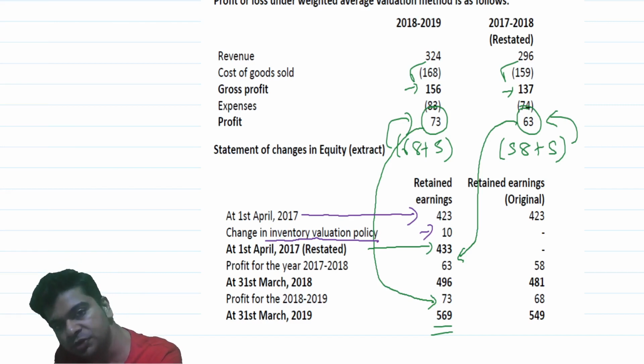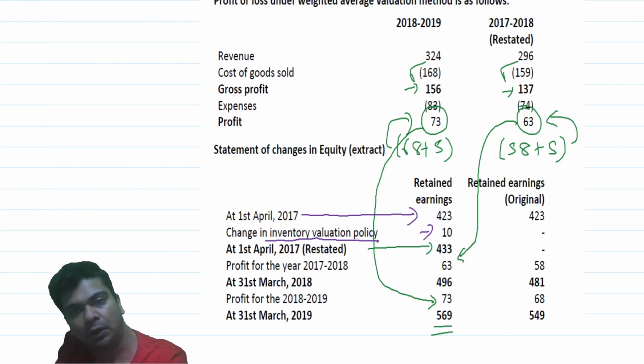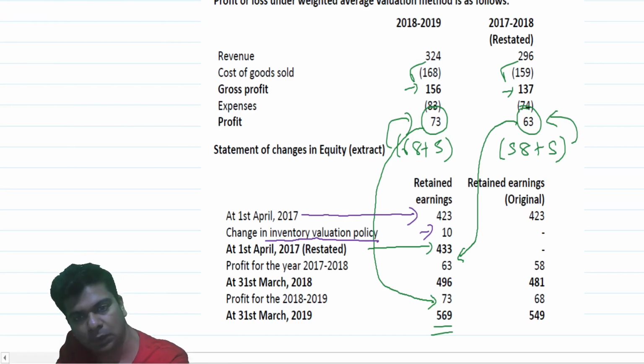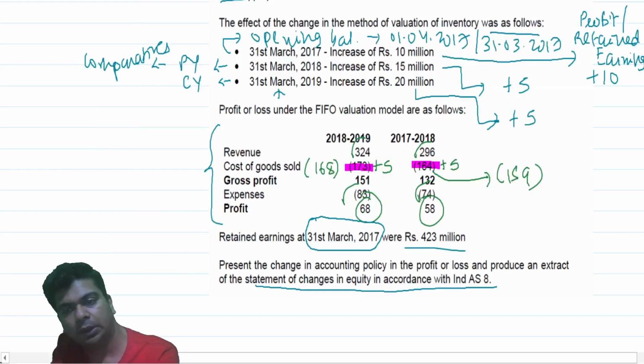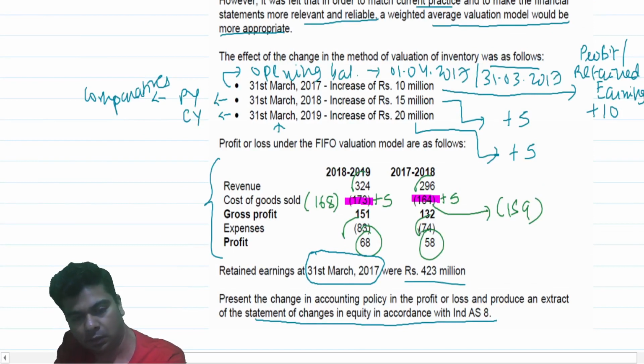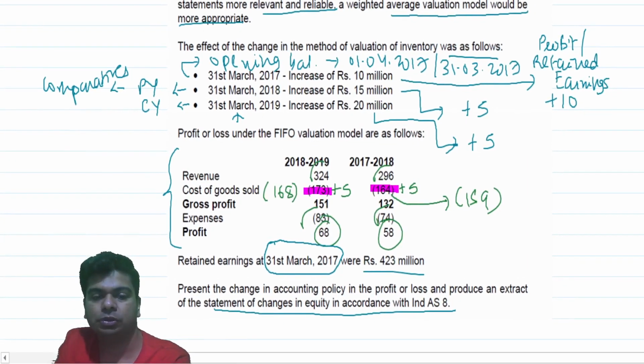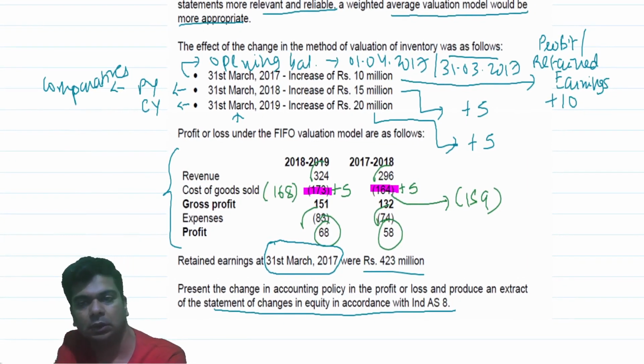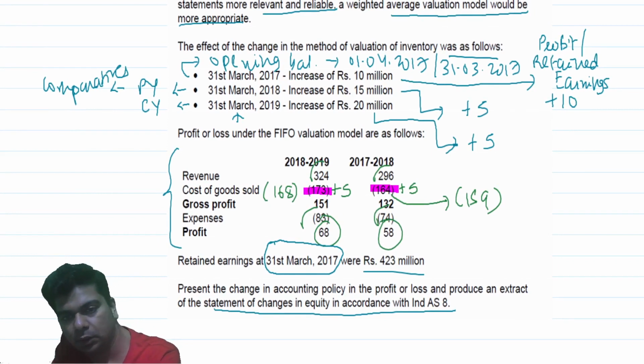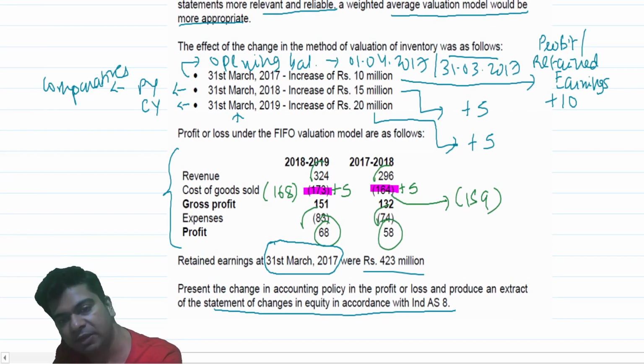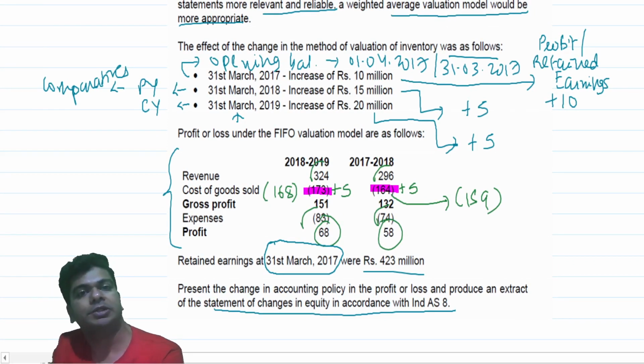Just make a few notes in your solution about the calculations that I have shown. This is what you can write in your solution. Show how you are adding it by 5, adding by 5. The logic is very simple.